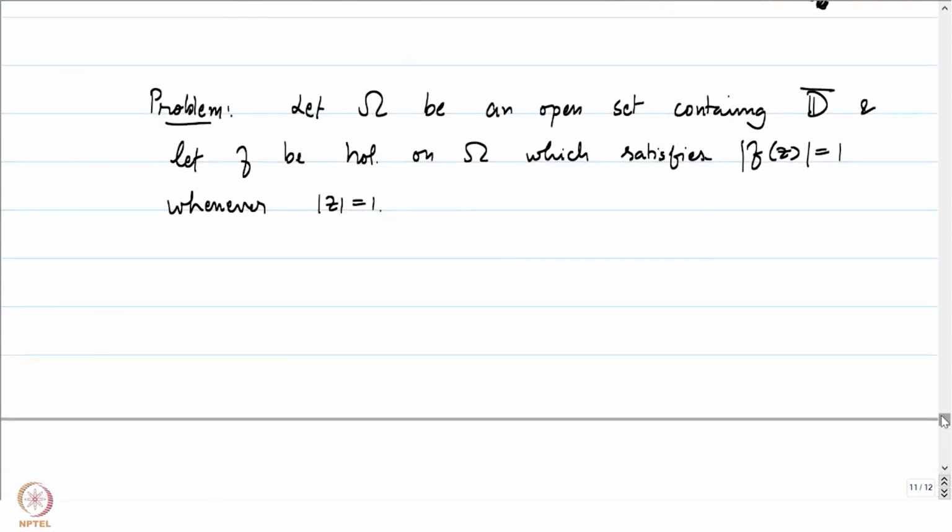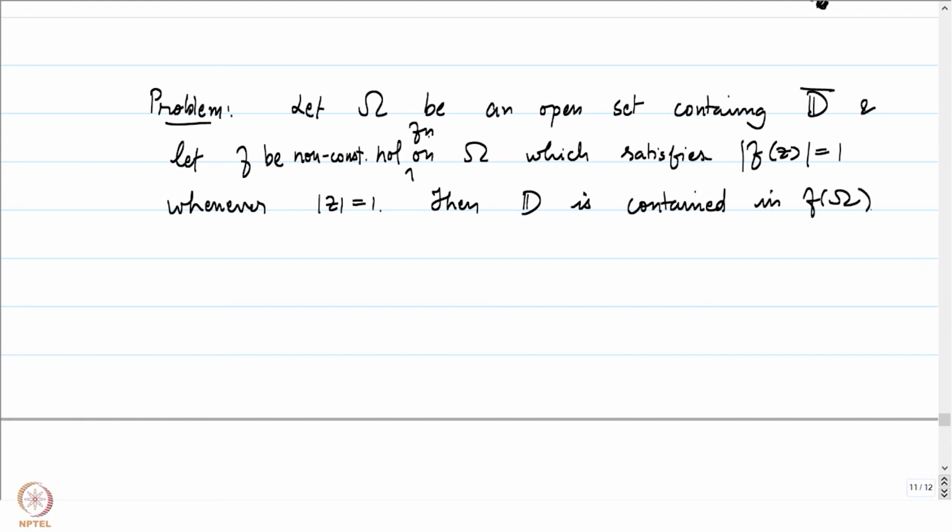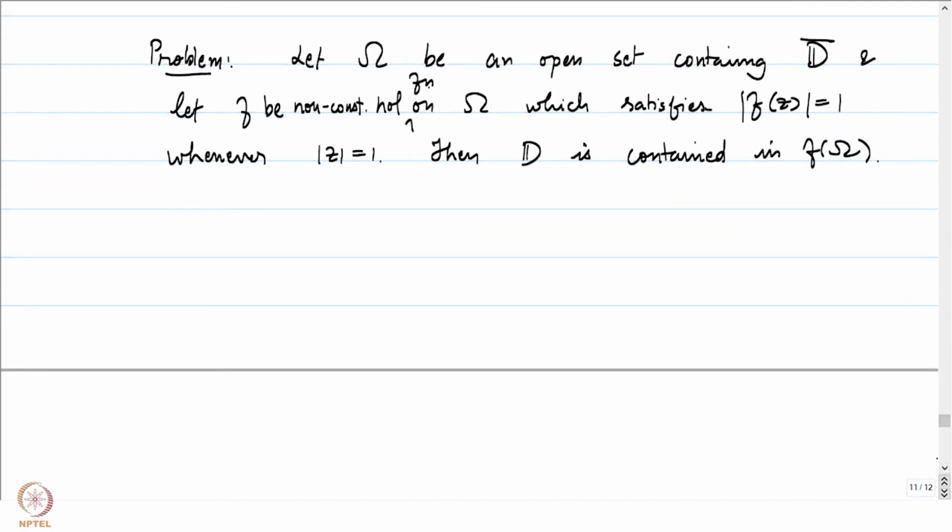So the unit circle is being preserved. The unit circle is getting mapped to the unit circle. Then prove that, so f is non-constant. Let me impose that extra condition, holomorphic function on omega. So now the problem is to show that the disk is contained in f of omega. Of course, if it was a constant holomorphic function, this wouldn't be true. That is the reason why I had to impose the extra condition of non-constant.